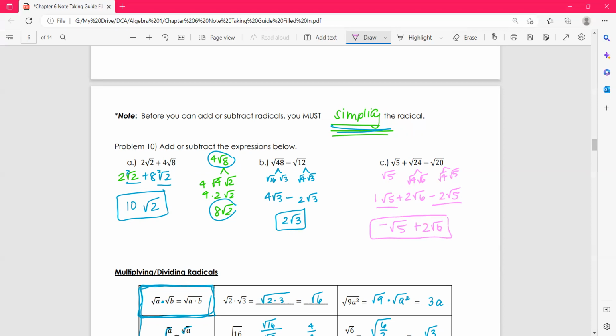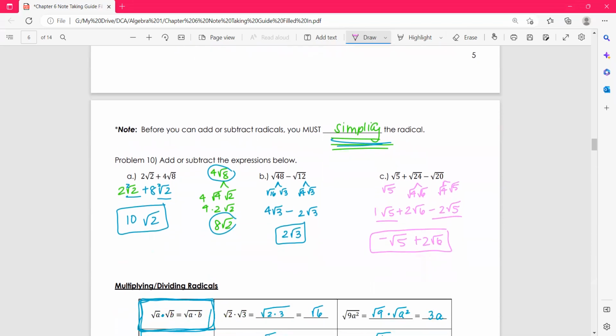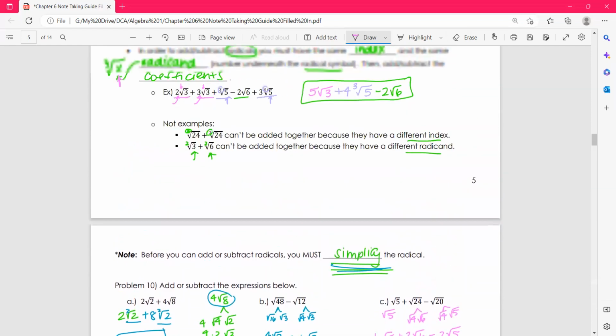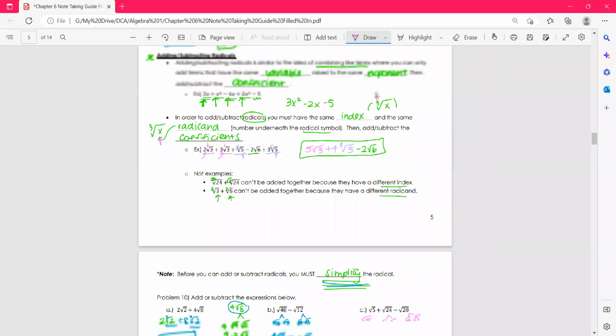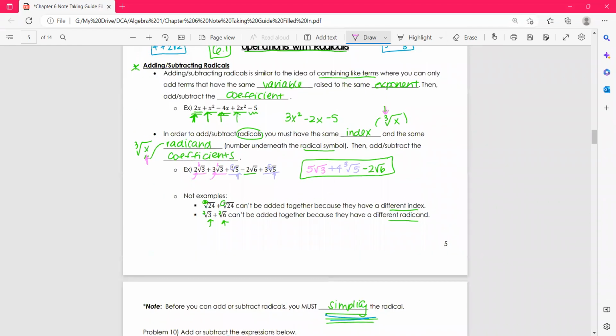Okay? So just be careful when simplifying these radicals when you add and subtract them. Really, really remember these bulleted points and the notes here, guys. Okay, this is going to be what's the most helpful for you. Is we need to make sure they've got the same index and the same radicand, and we have to add and subtract the coefficients. That's really what's most important.